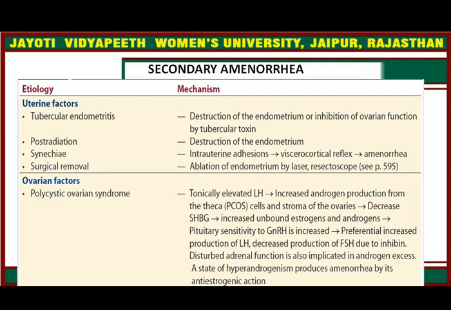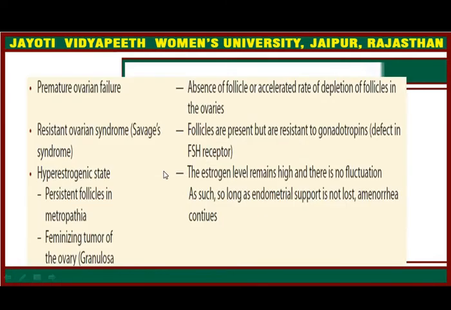Ovarian factors like PCOD, which is very common. In PCOD the LH level will be raised, and proper ovulation will not be there. So ovulation will not be there, and this is the reason for amenorrhea. Again, premature ovarian failure because of the absence of follicles. There will be accelerated depletion of the follicles in the ovaries, and premature ovarian failure will develop, and that will cause amenorrhea.